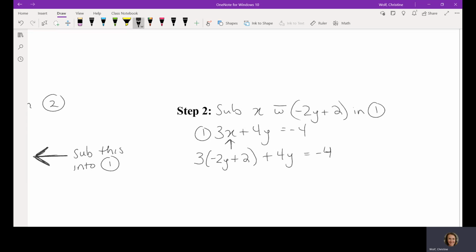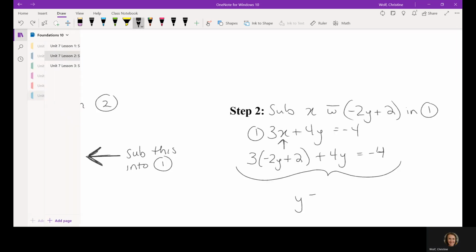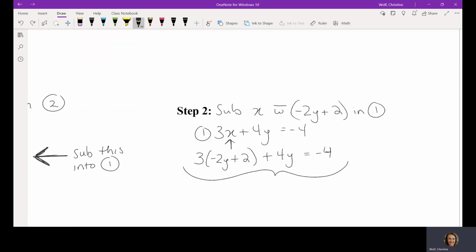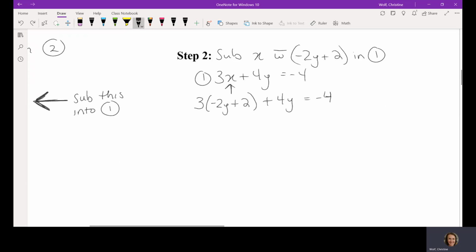Now, the reason this works and the reason this is cool is because now we have an equation with only y's in it, right? We replaced x with an expression that had a y in it instead. Now I have only y's. This means I can solve for y. And in the end, if I solve for y and isolate y, I'll get y equals something. And that something is the y coordinate of the point of the answer that we're looking for. Okay, so I'm going to solve for y here, which means I have to distribute that 3.